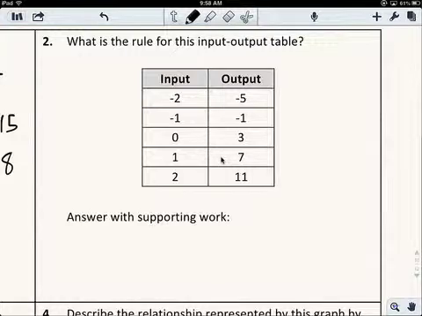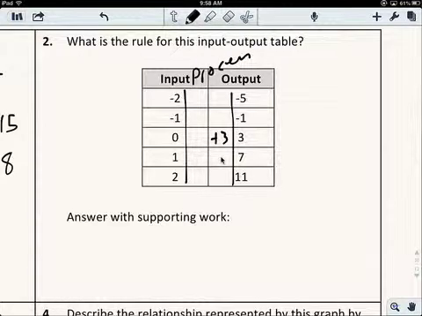What is the rule for this input-output table? Okay, so we need to figure out how to go from the inputs to the outputs. I already see a 0 column, so that tells me that there has to be a plus 3. I'm going to kind of put a process column in here. That means everything has to have a plus 3 in it because the 0 row has a plus 3 in it.